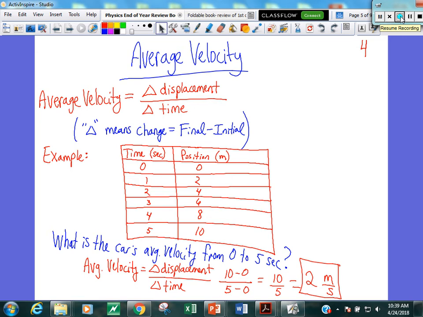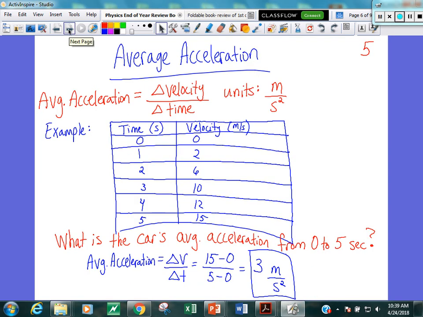Okay, so that's average velocity. Now we're going to go to page number 5, and it's going to be similar to this, but we're going to do average acceleration. So on page number 5, I want you to title it Average Acceleration. And again, it's all got to fit on page 5, so scale your writing accordingly.